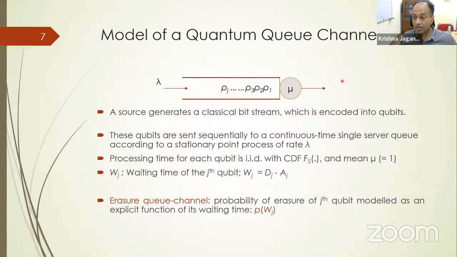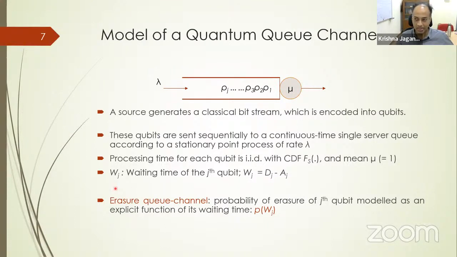One query regarding the model. Again, coming from conventional noise systems, should the bit not be susceptible while it's being processed? Should the erasure probability not be a function of response time rather than waiting time? Yeah, so we are actually taking response time, what queuing theorists call sojourn time, departure minus arrival. So this Wj is the instant of departure minus the instant of arrival, which is the total time spent in the system. Queuing theorists say waiting time does not include the time spent at the server, but we are including that.